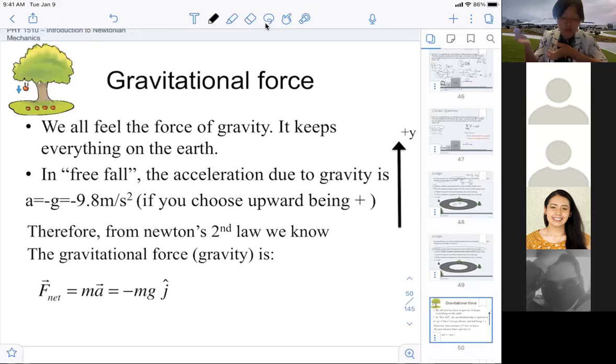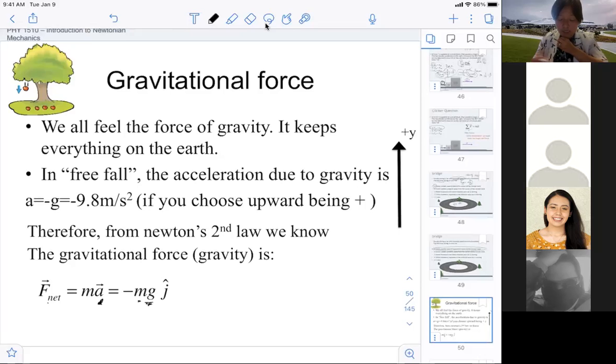Simply, you know that when an object is in free fall, gravity is the only force acting on it. So the net force is gravity. That's it. That's the overall force, is gravity itself. So F net equals ma, and we know in free fall, all objects on Earth fall with an acceleration of 9.8 meters per second squared. So that means my gravity is going to be mass times little g pointing downward.